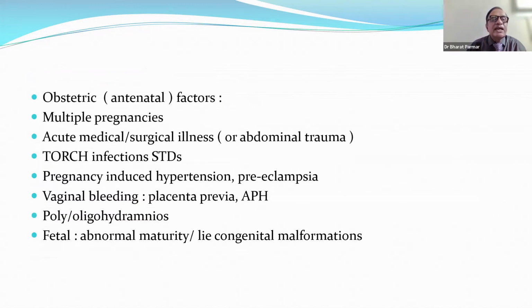Other obstetric antenatal factors: multiple pregnancy or abdominal trauma, acute medical and surgical illness, TORCH infection, STD, pregnancy-induced hypertension and preeclampsia, vaginal bleeding, placenta previa, and antepartum hemorrhage, polyhydramnios, oligohydramnios, and fetal abnormal maturity and congenital malformation. It requires neonatal resuscitation.